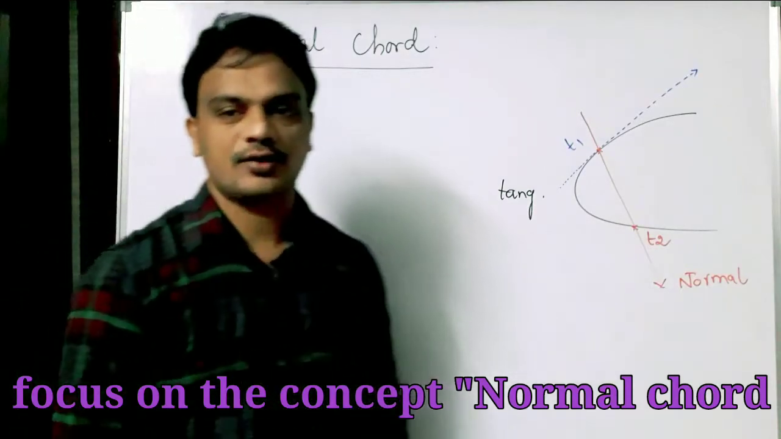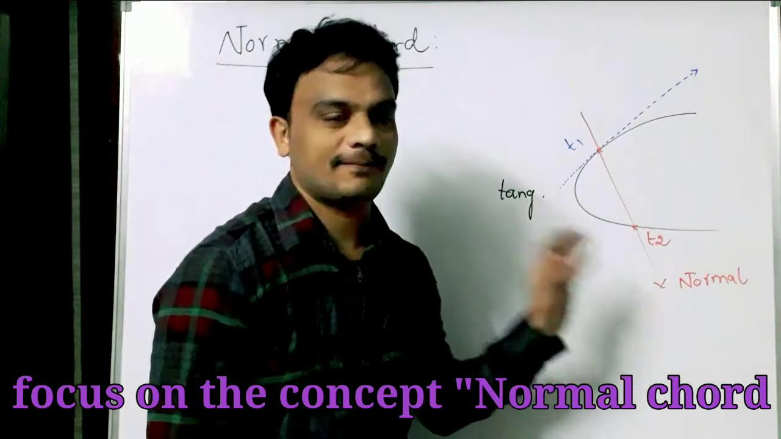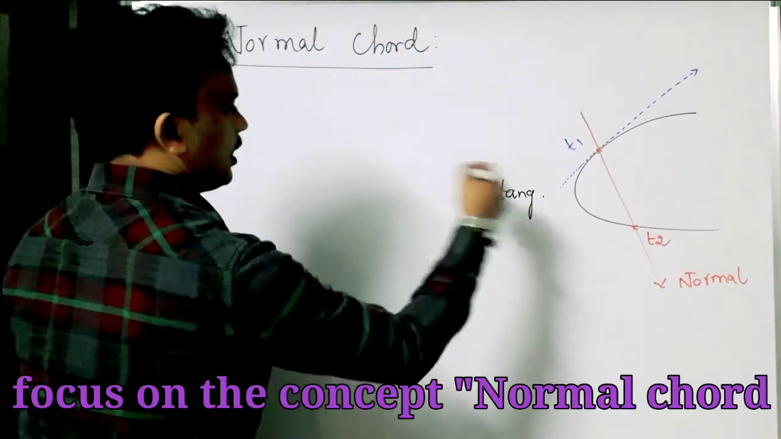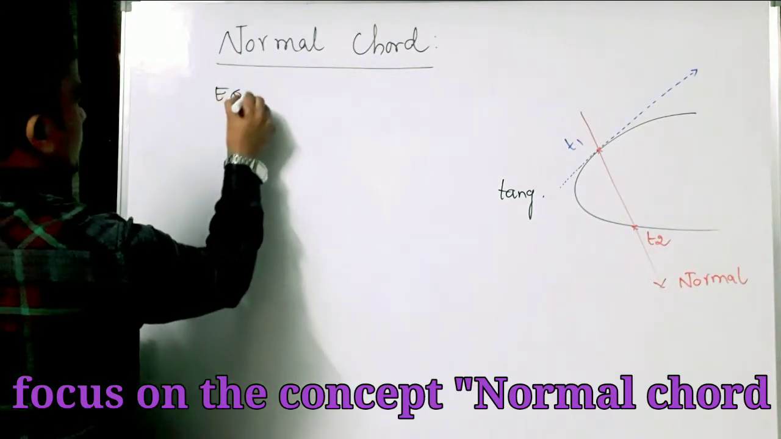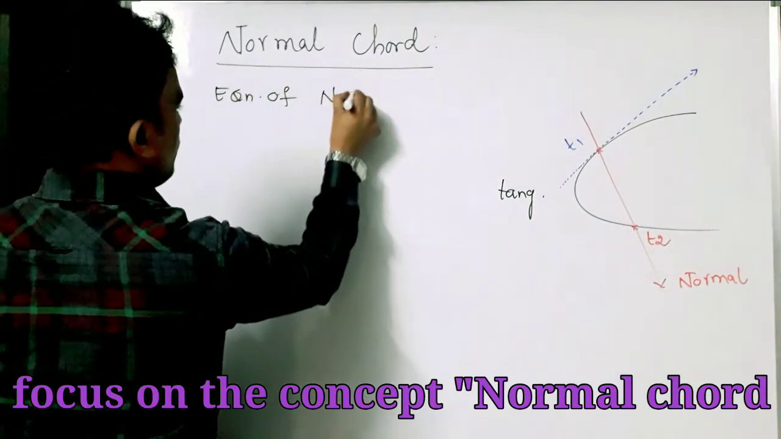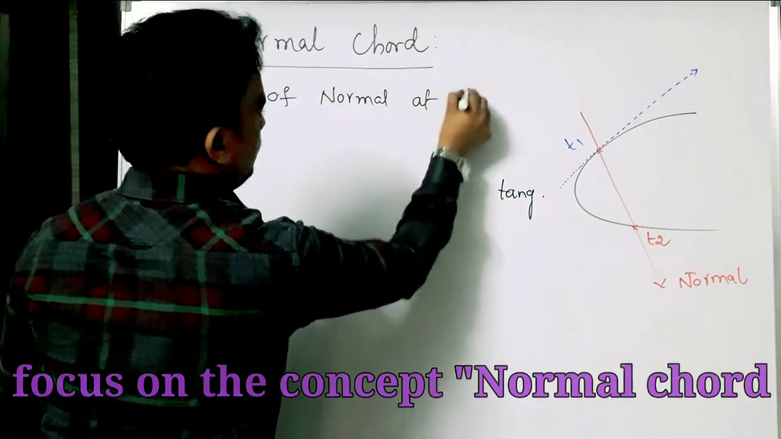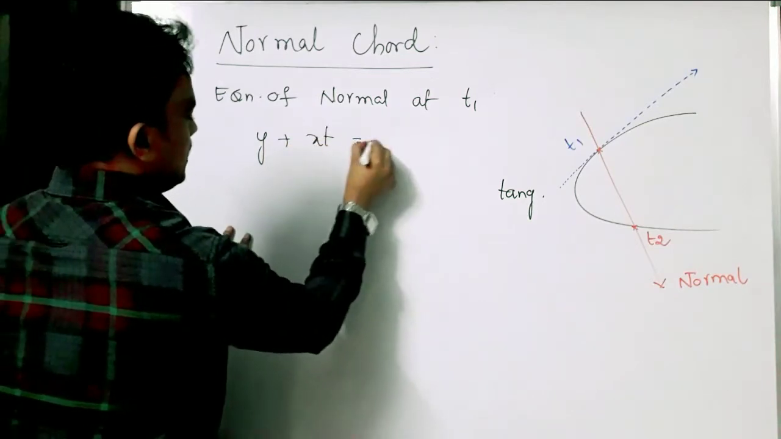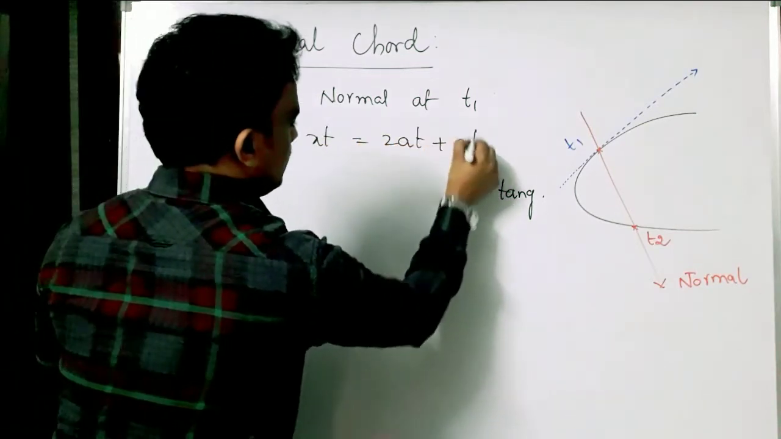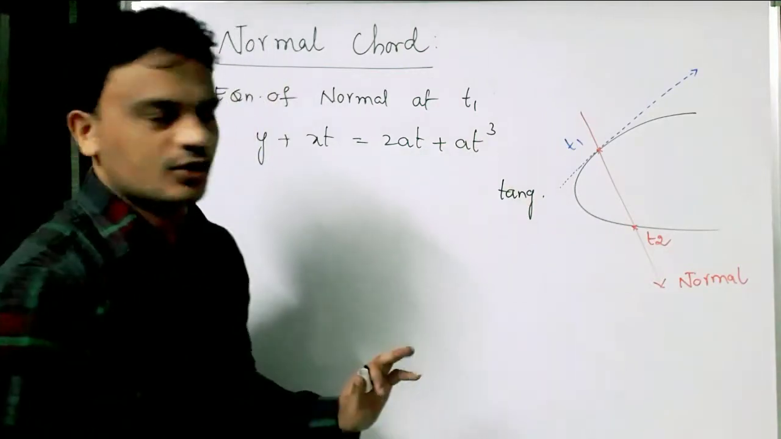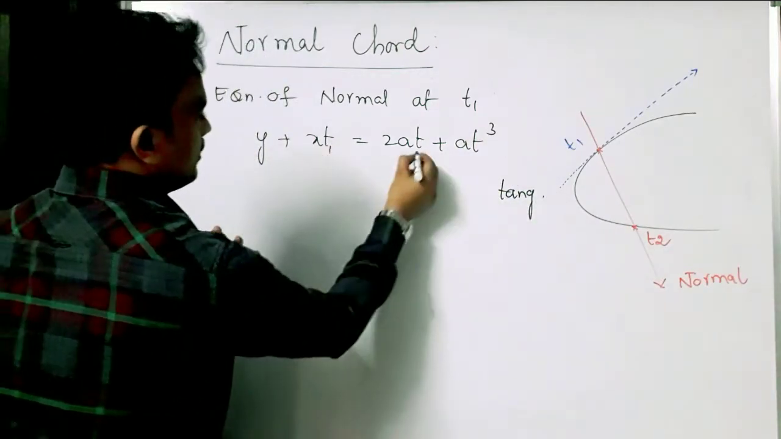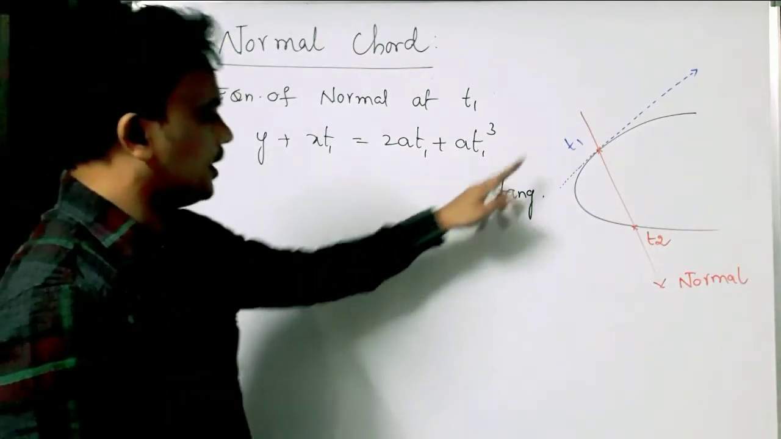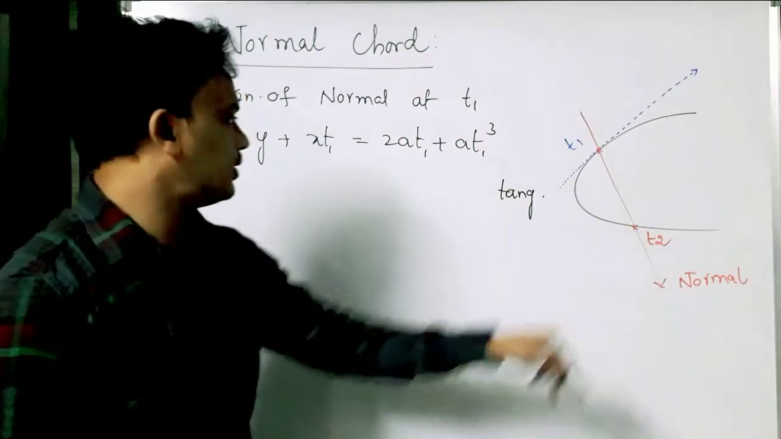What is the equation of the normal chord? Very important: what is the relation between T1 and T2? What is the equation of the normal at the point T1? The equation of normal at T1 is y plus xt equals 2at plus at cube. Just now we discussed this one. Now, it is passing through T2.